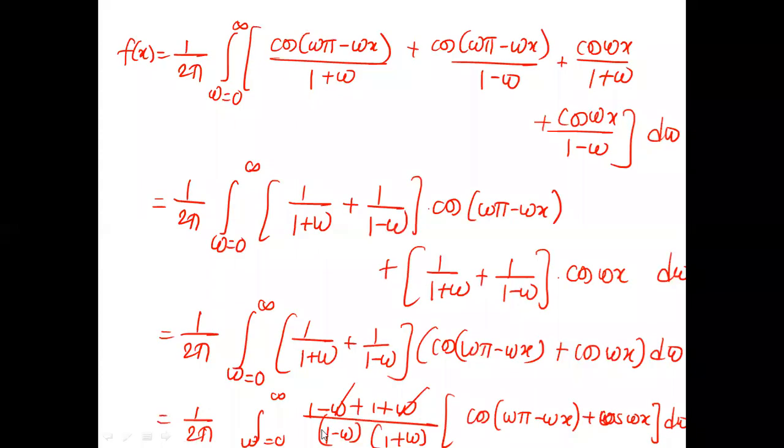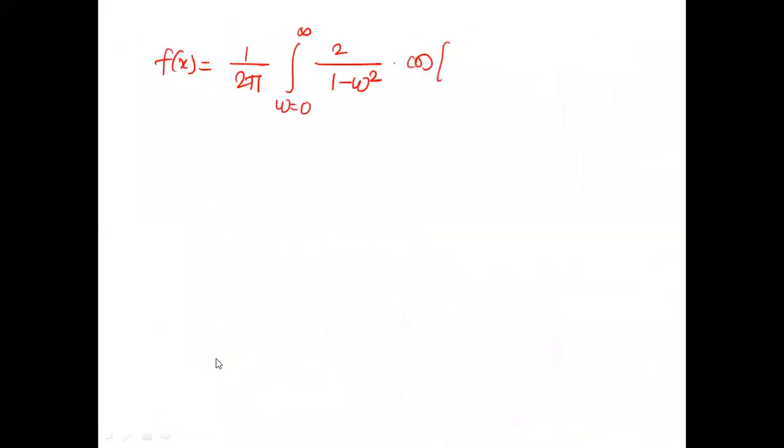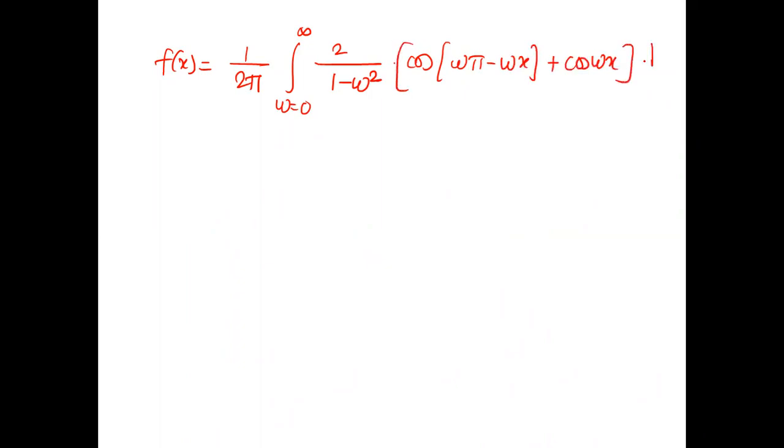1 upon 2 pi integration 0 to infinity. 1 plus 1, 2 upon 1 minus omega square, into the part as it is, cos omega pi minus omega x plus cos omega x, d omega. 2 also gets cancelled.